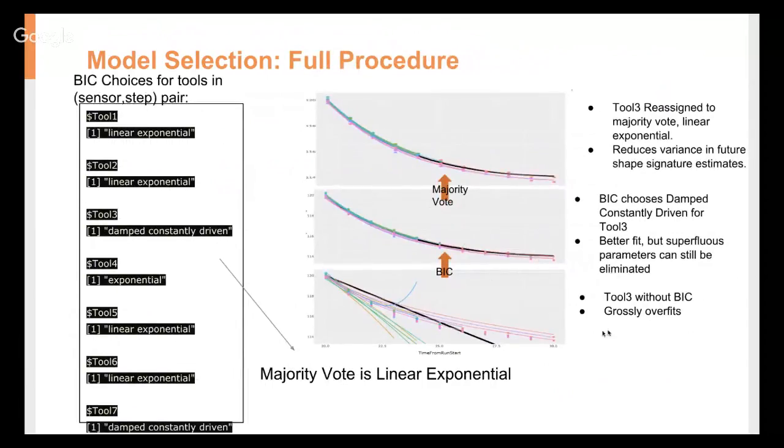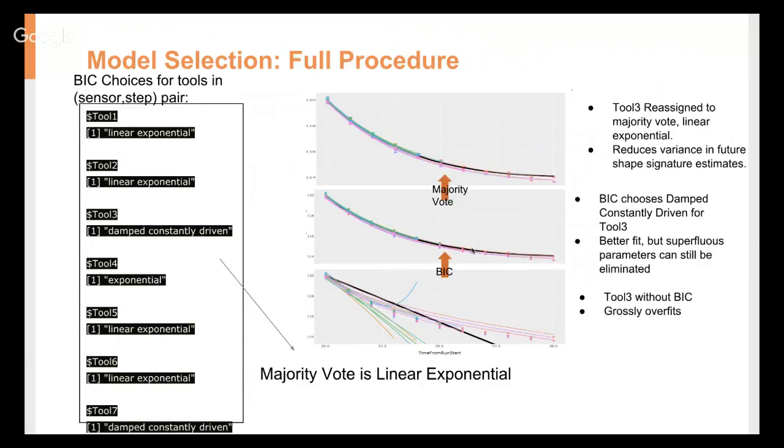An example that shows the whole full circle of the 2 steps is this one. So the bottom picture here is before BIC or majority vote. So in the bottom picture, tool 3 without any model selection is just grossly overfitted, right? The fits make no sense, and that's because we were trying to fit a damped linearly driven oscillator to data that had way too few data points. With BIC, you end up choosing a damped constantly driven oscillator for tool 3, which from a visual perspective does a good job of modeling the data.